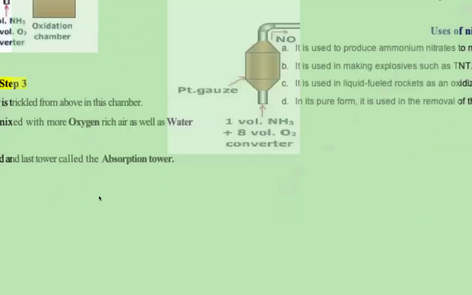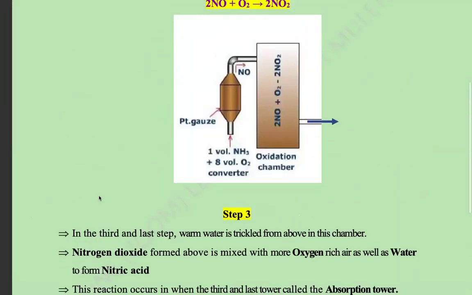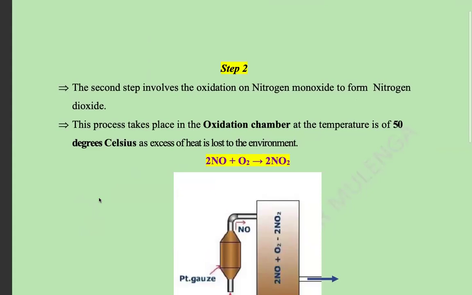So let us move on to the second step. Oh, I was too fast. In the second step, what we are starting with is nitrogen monoxide coming from the catalytic chamber. Like I said, this is a monoxide, which we expect to gain another oxygen so that at the end of it all, we obtain a dioxide.